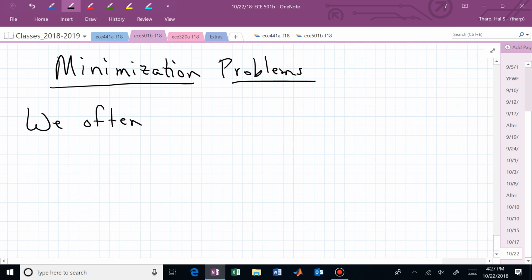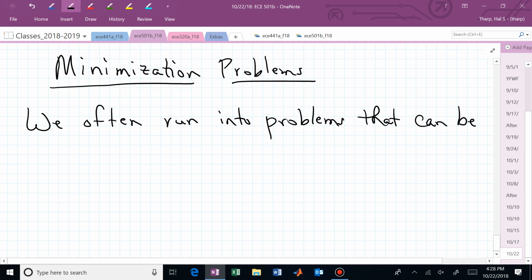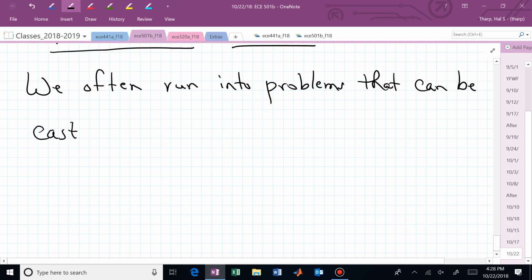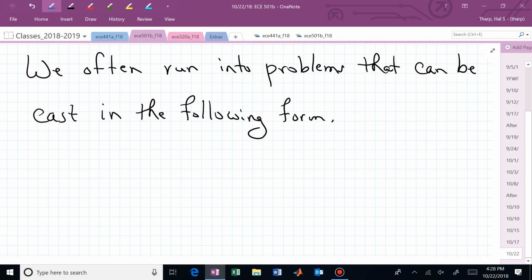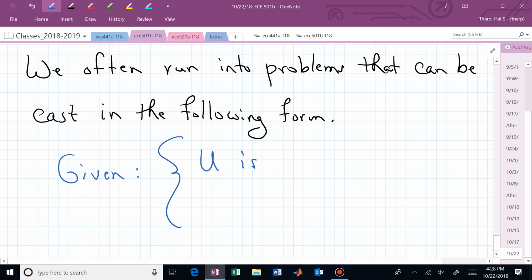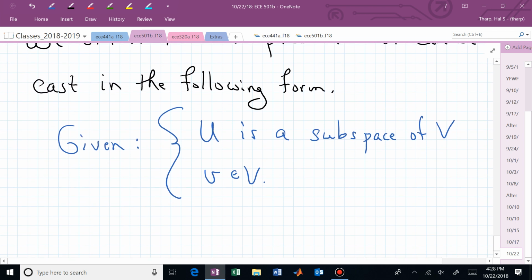Or we often run into problems that can be cast in the following form. Suppose we're now given a subspace. So U is a subspace of V. And suppose now somebody hands you a vector, little vector in V.